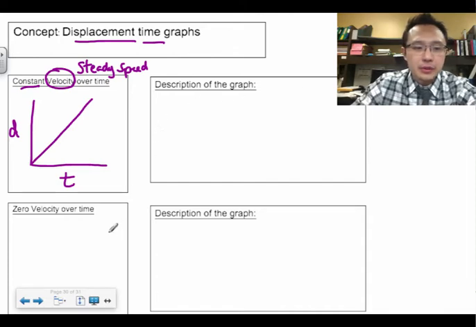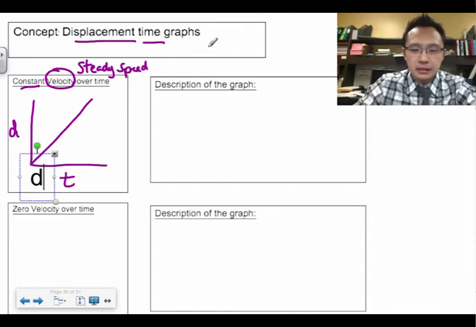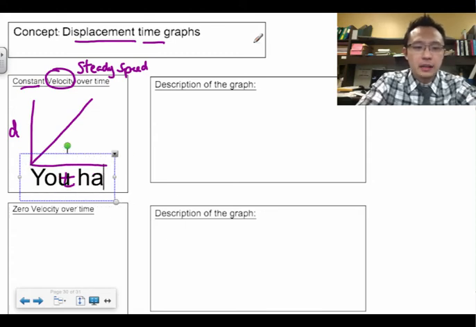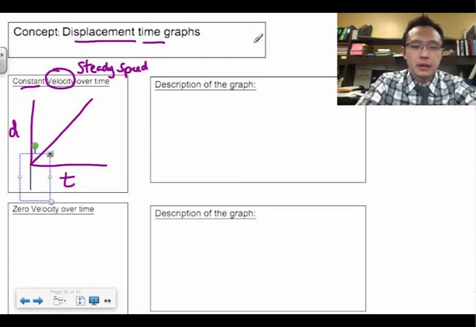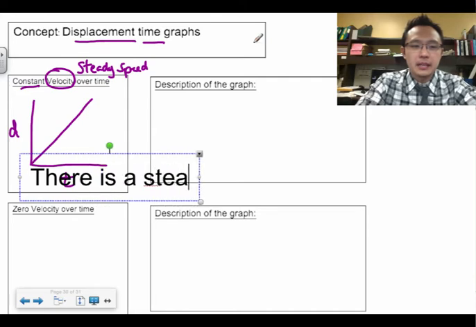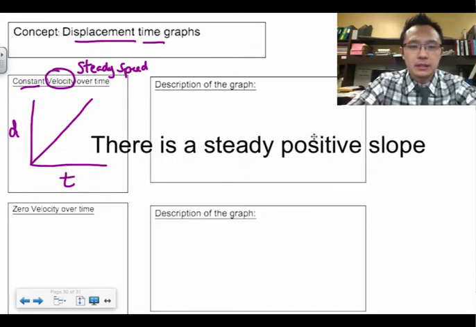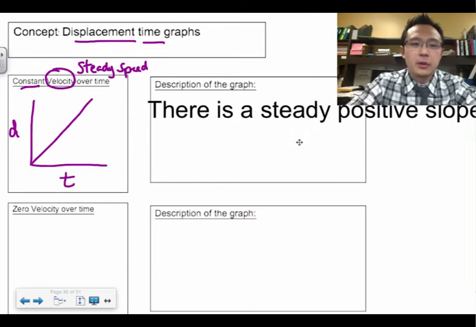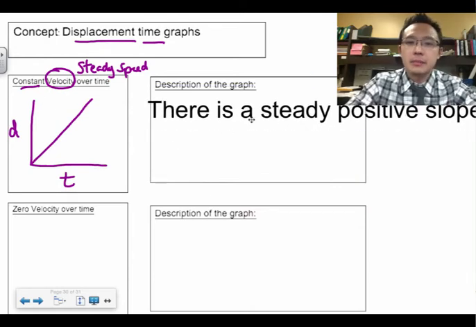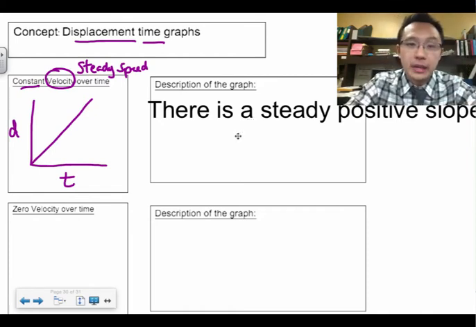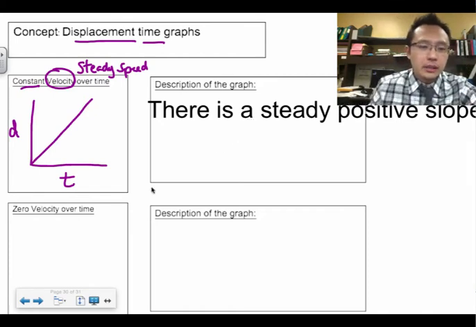And the description here, I wonder if I can type it in. I can. So let me just type this in. The description of the graph is that there is a steady positive slope. That's the description for a constant velocity over time, because you're basically moving away from the origin at a constant rate.